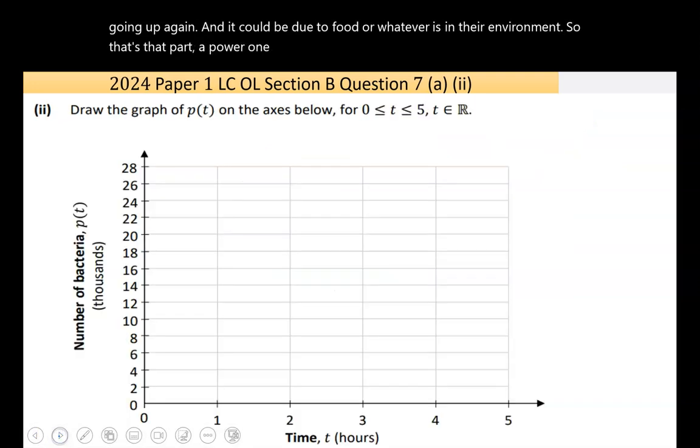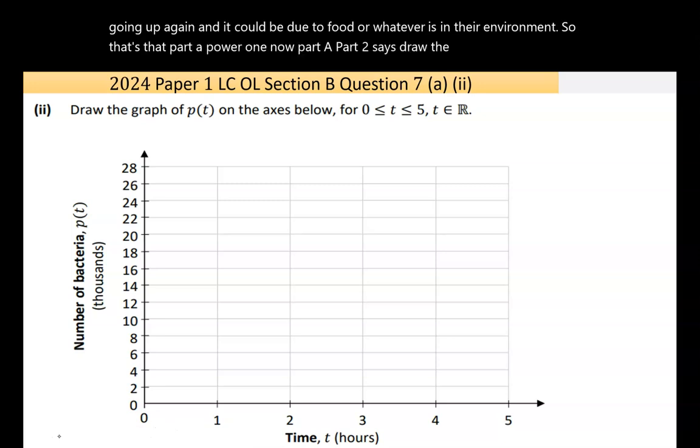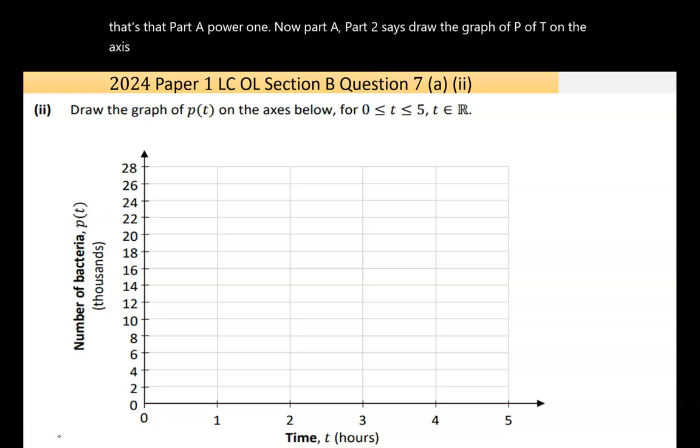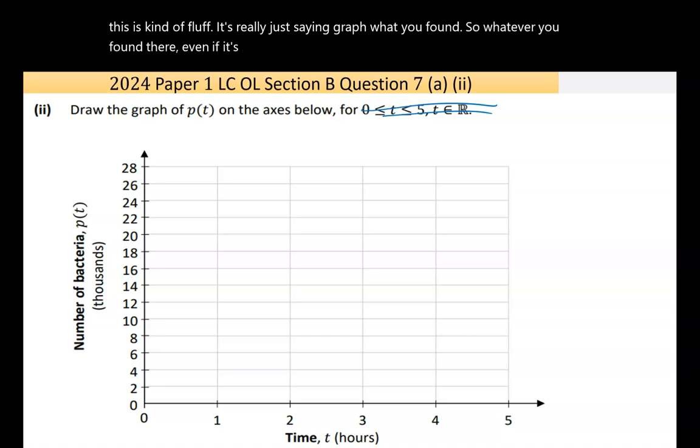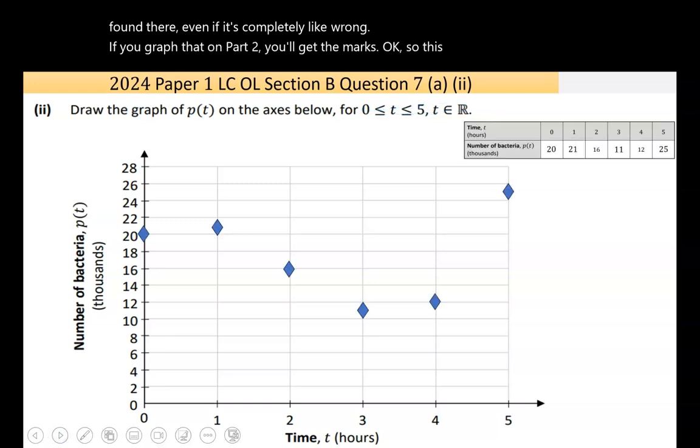Now part A, part 2 says, draw the graph of P of t on the axis below for, again, 0 is less than or equal to t, is less than or equal to 5, t is an element of R. So all this is kind of fluff. It's really just saying graph what you found. Whatever you found there, even if it's completely wrong, if you graph that in part 2, you'll get the marks. So this is what I found.